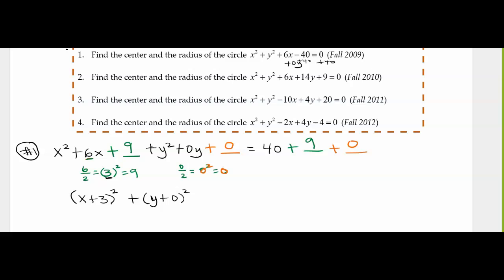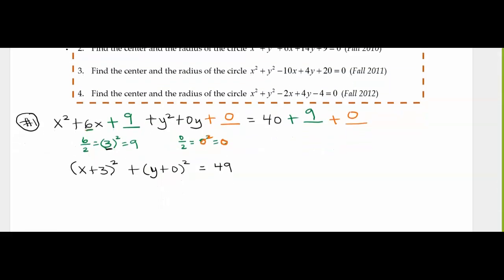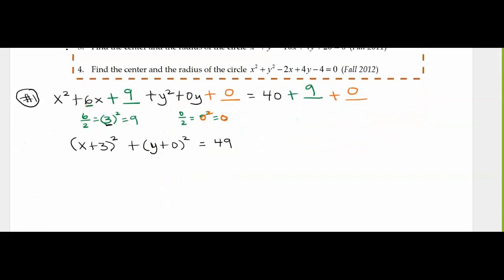But we don't write it like that. I'll come back and show you in just a second here. And then I've got 49, right? 40 plus 9 is 49. All right, so this looks kind of weird because we have this plus 0 going on here. Well, really, that's not doing anything for us. So our equation is x plus 3 all squared and then plus y squared equals 49.